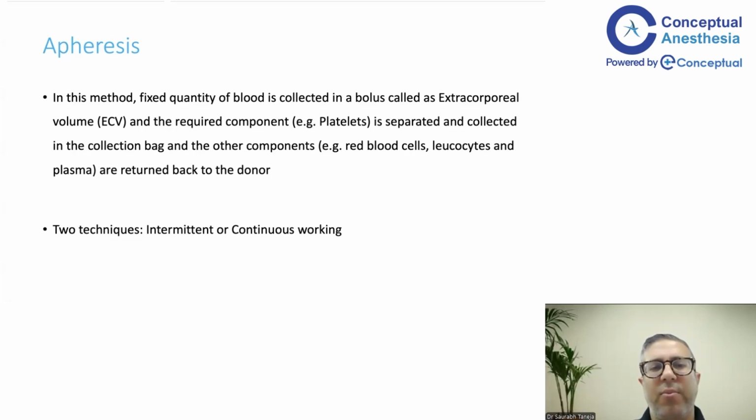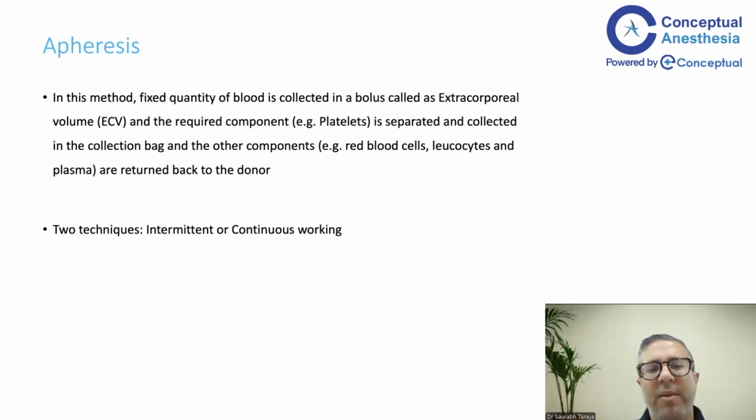The required component, platelets for example, is separated and collected in a collection bag, and the other components, like red blood cells, leukocytes, and plasma, are returned back to the donor. So whatever component you want to take out of the body, you take only that component out of the body. That is what we mean by apheresis.